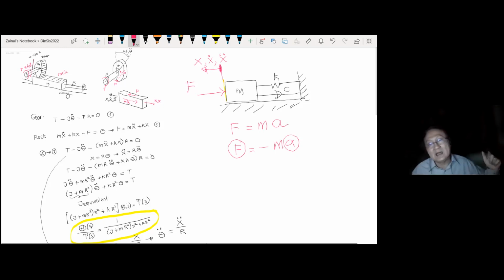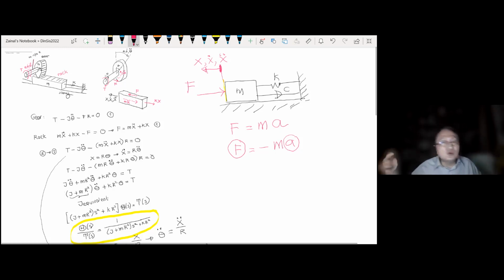If F is to the right, then x is to the right. You cannot choose x to the left, because if x is to the left, then x dot is to the left and x double dot is to the left. You cannot choose x to the left but x dot to the right. It's not possible. Why? Because this one is a vector.